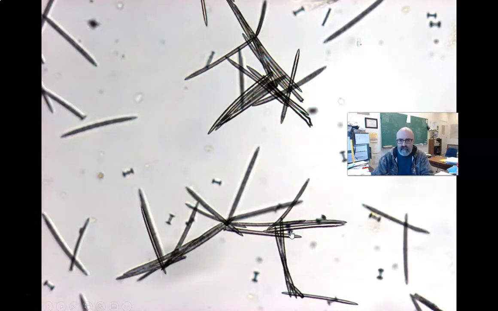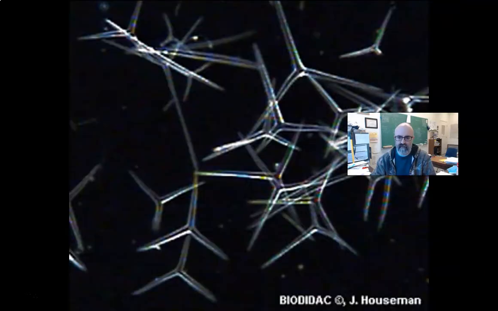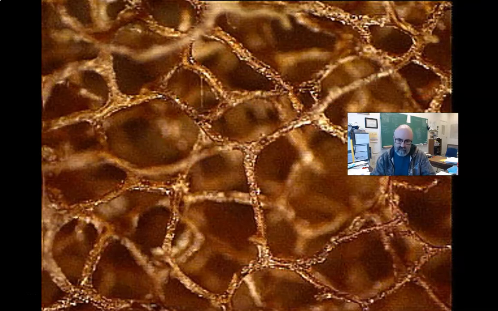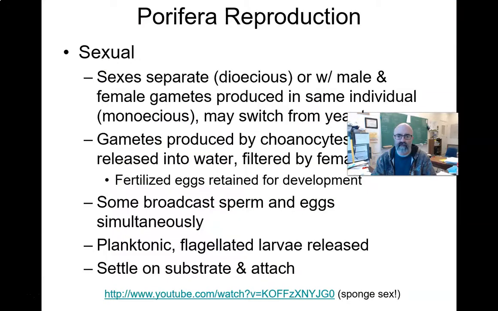There's some spicules. Again, those in the back are spicules too, and depending on the group of sponges, they have different shaped spicules. So that is a taxonomic characteristic. Here's the spongin, the mesohyl, made out of collagen, which is a protein found in our skin and our nails and things. It's probably the most common protein in animals.